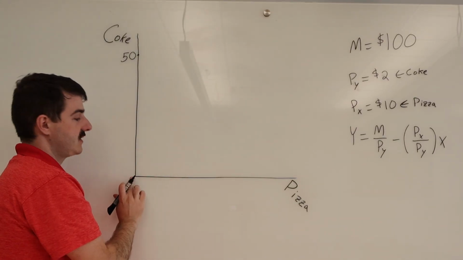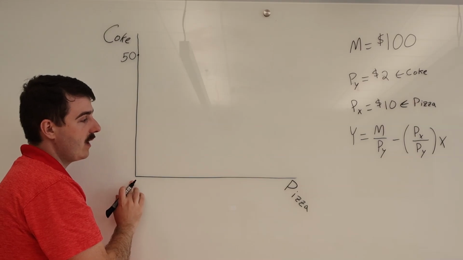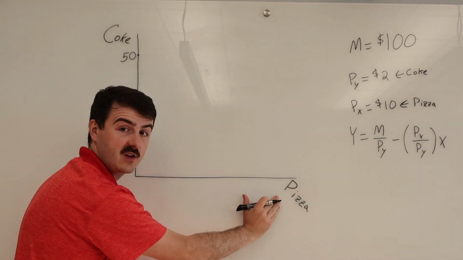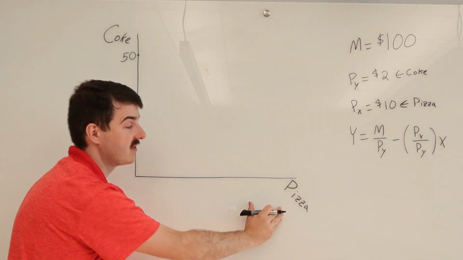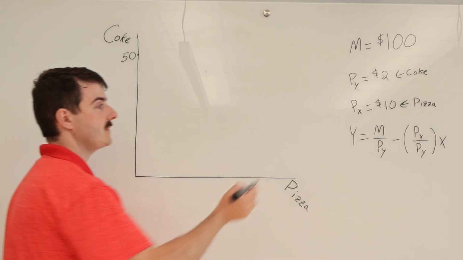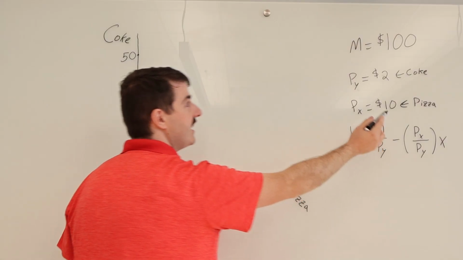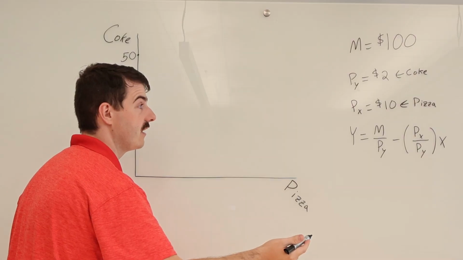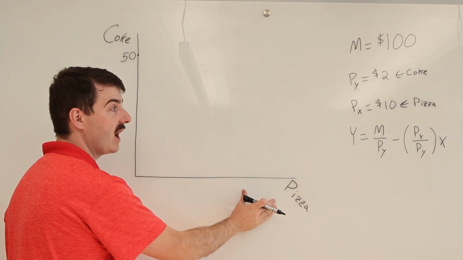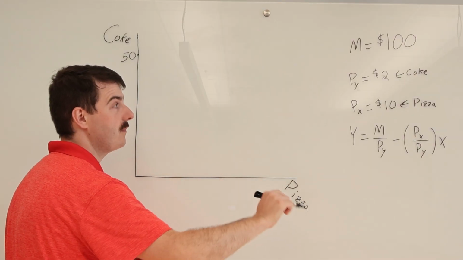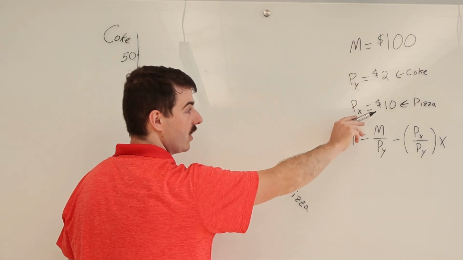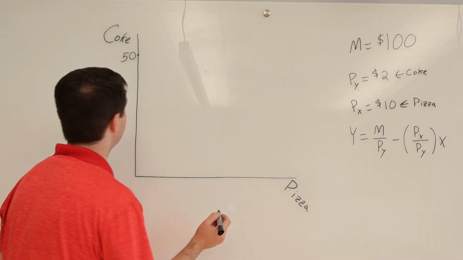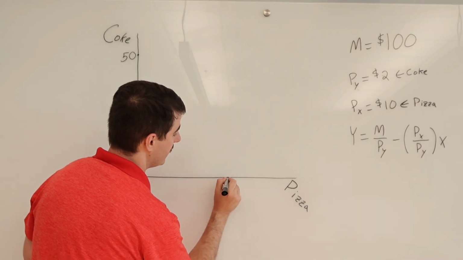What about our x-intercept? What is the point that represents if we spend all our money on pizza? We expend our whole budget just on the pizza. Well, the price of pizza is $10. Our income is $100. $100 divided by the price of pizza. If we only bought pizza, we took all our $100, we only buy pizzas, how many can we buy? Say it with me, 10. We can buy 10 pizzas.